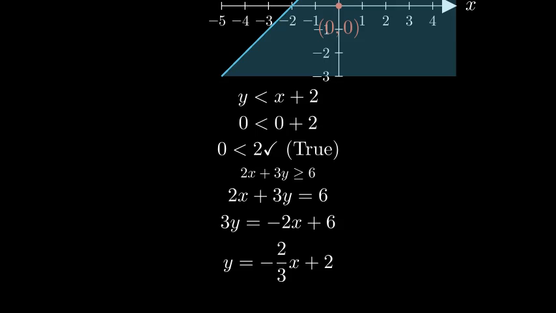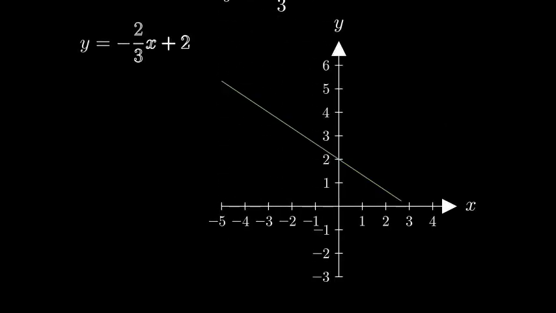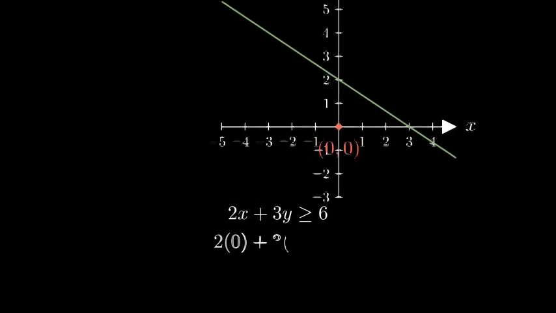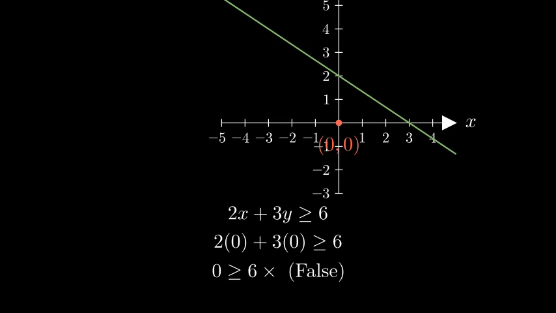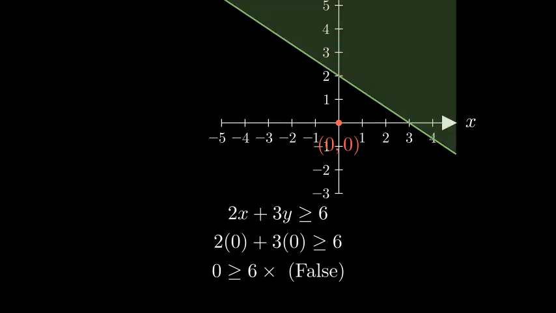Now let's graph this inequality. First, we graph the boundary line, y equals negative 2/3 x plus 2. Since our inequality is greater than or equal to, we use a solid line because the boundary is included in the solution. Let's test a point, such as the origin (0, 0), in our inequality. We get 2 times 0 plus 3 times 0 is greater than or equal to 6, which simplifies to 0 is greater than or equal to 6. This is false. Since our test point does not satisfy the inequality, we shade the half plane on the opposite side, which is above our boundary line.